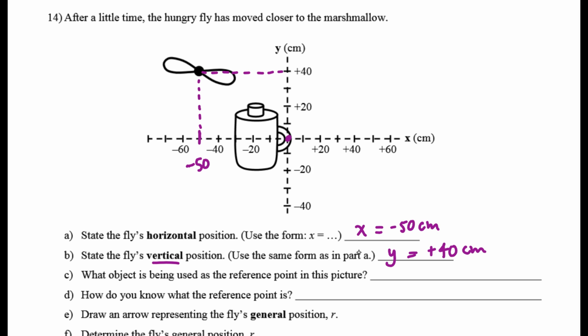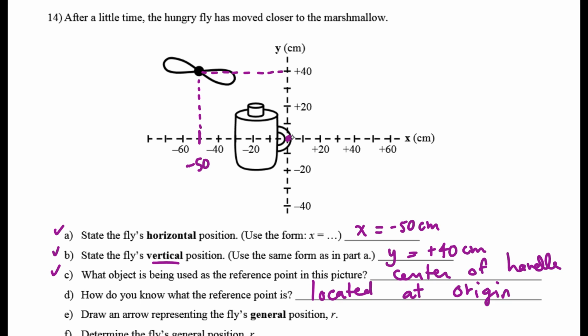What object is the reference point? We've just discussed this, center of the handle. How do you know what the reference is? You find it's located at the origin. The reference is always located at the origin. 0, 0. There's 0, 0.